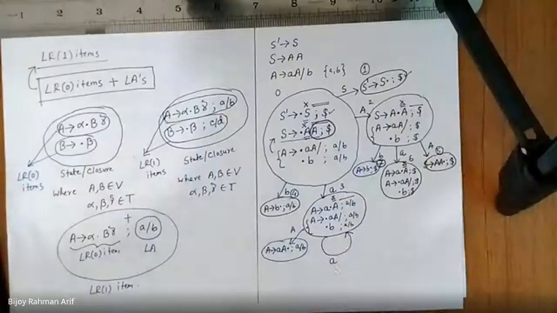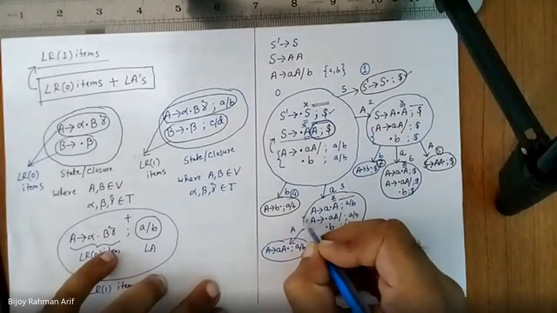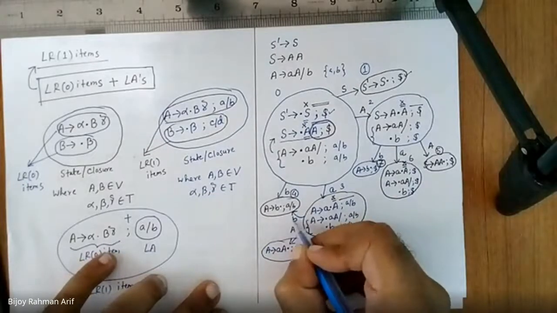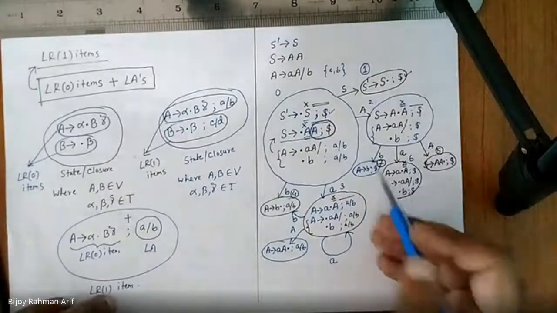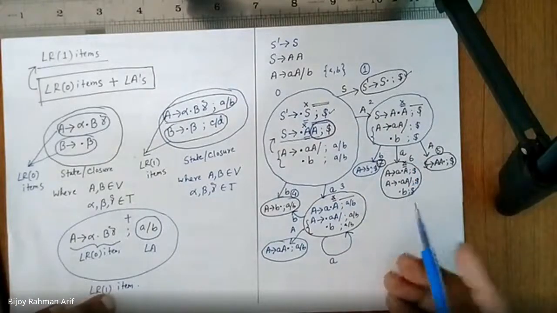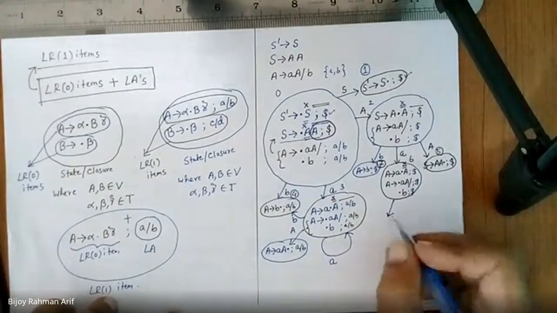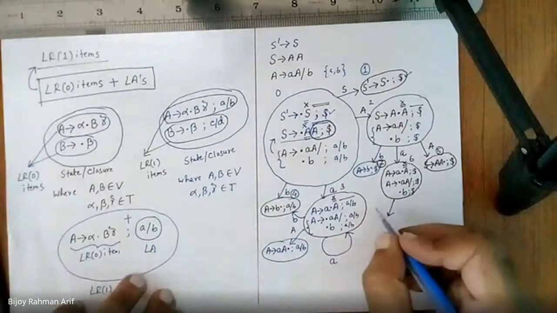And on B, where do you go? We are going to here. Done. It does not create a new state, so it is all right. Now let's go to here. It is done. Let's go to here. No new state has been created. This is a final item. So go to on capital A.